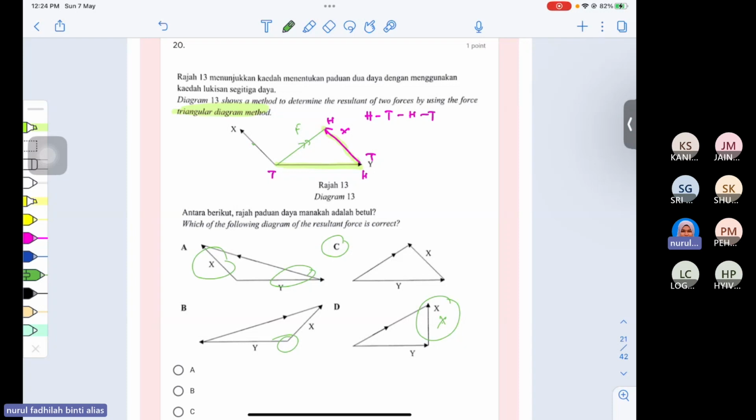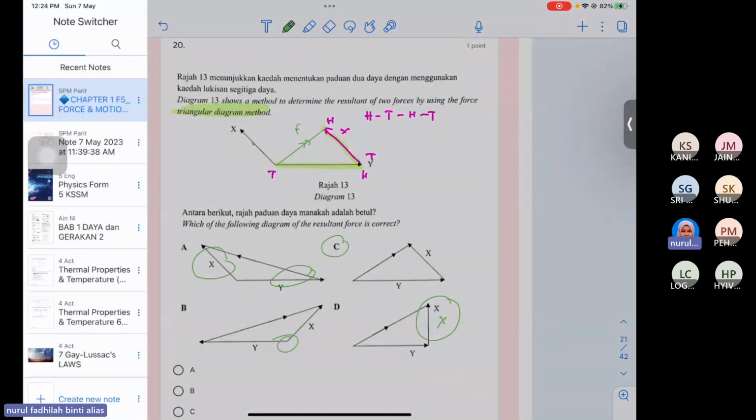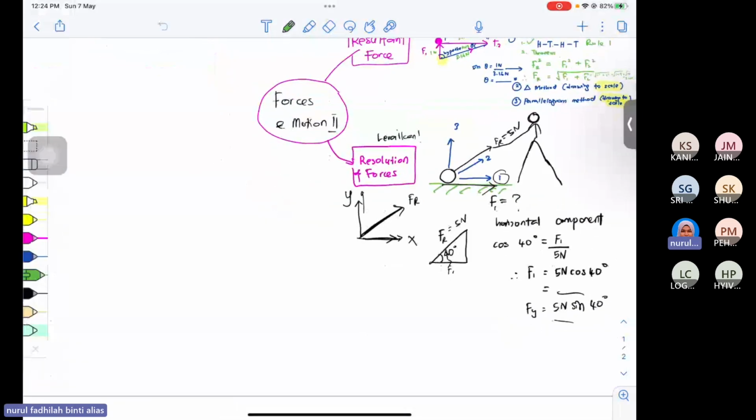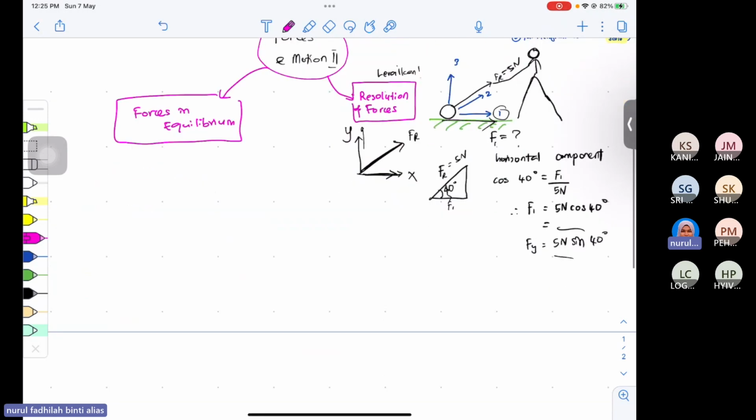Alright. Okay. And finally, untuk topik ni, sebenarnya tak habis lagi. Untuk topik ni, ada satu lagi. You kena tahu tentang subtopik. Apa dia? Forces in equilibrium. Yes, forces in equilibrium. Okay, apa maksud forces in equilibrium?